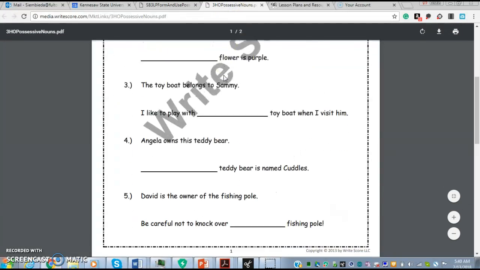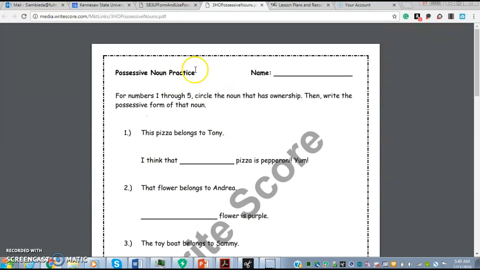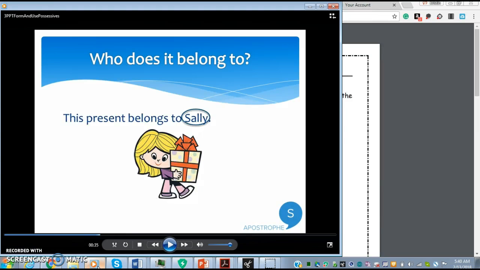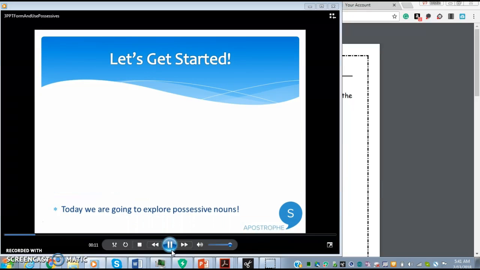Here is the student practice sheets. And down here, they also give you PowerPoints. And this one's in the middle, so I'm going to back it up. And basically, this is a video of the PowerPoint, but in the lesson itself, it's a PowerPoint. It goes through and shows you exactly how you can direct instruct the students.